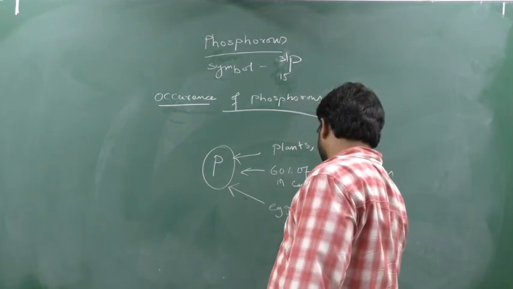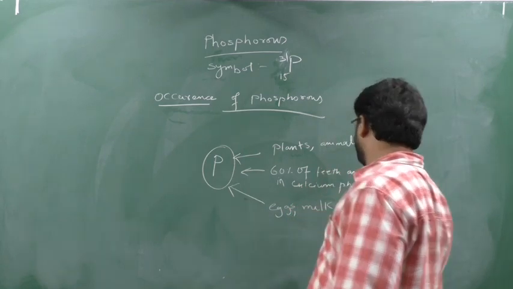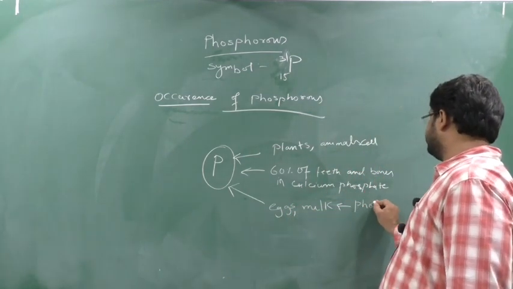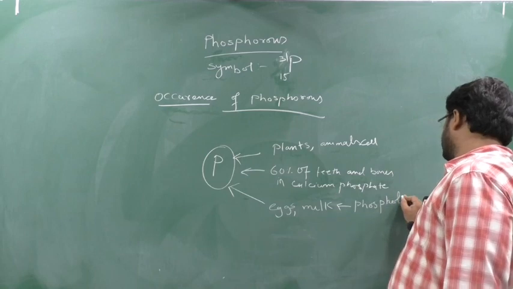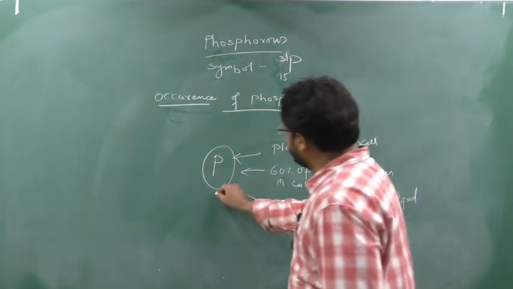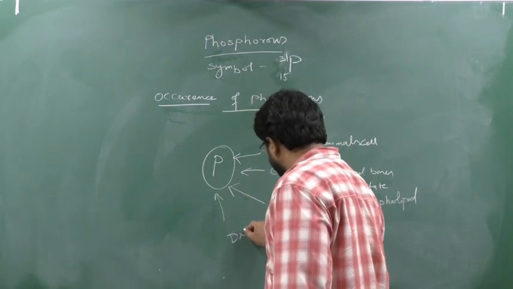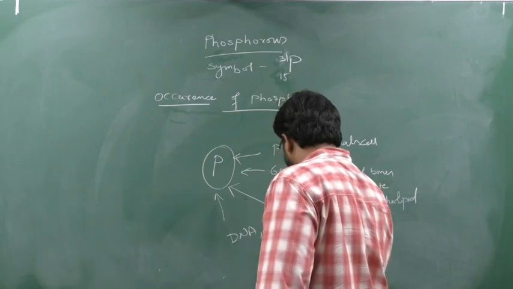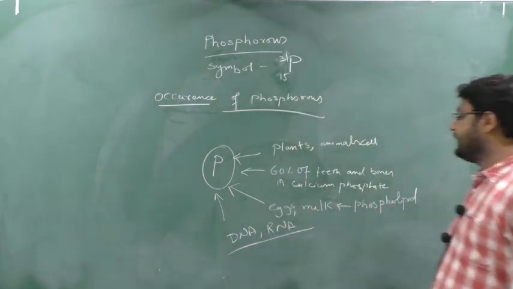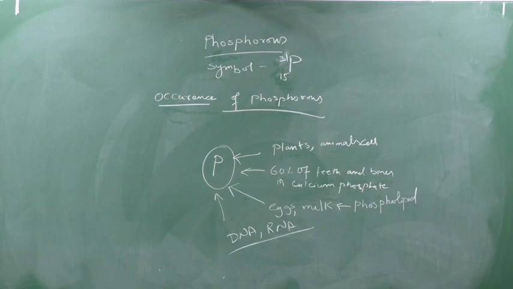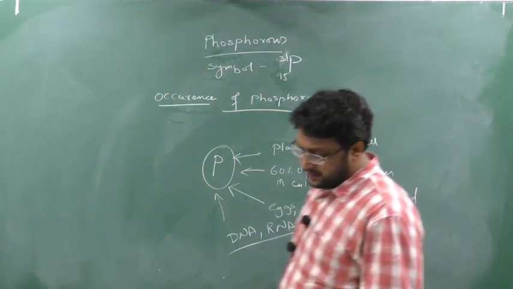It is present in milk, in the form of phospholipid. Phospholipid. Clear? It is also present in our DNA and RNA. It is present in DNA. It is present in RNA. So this is also present in the DNA molecule, RNA molecules. Clear this part?